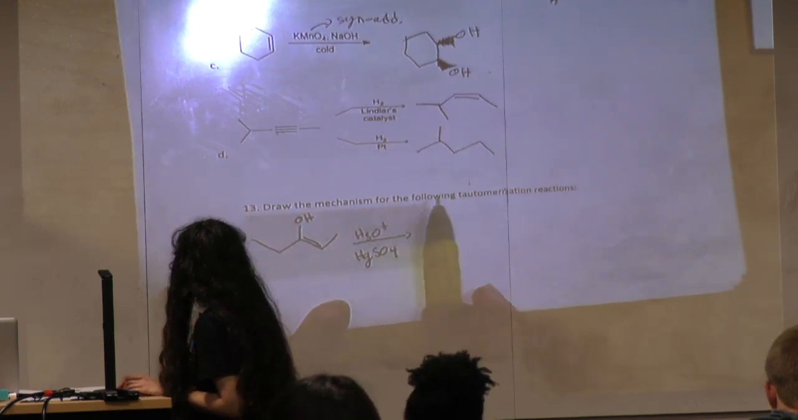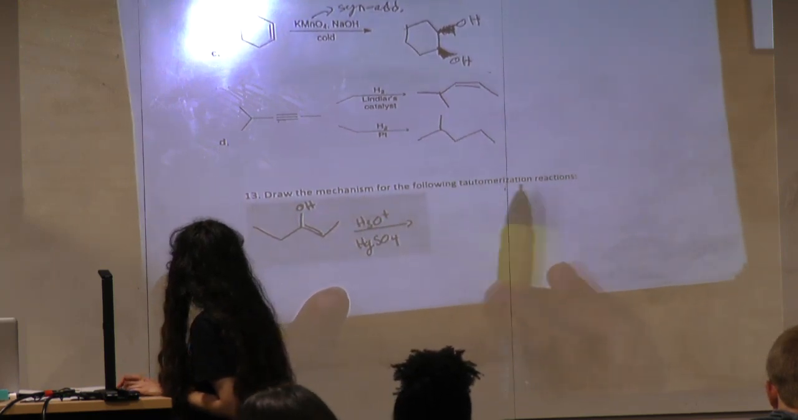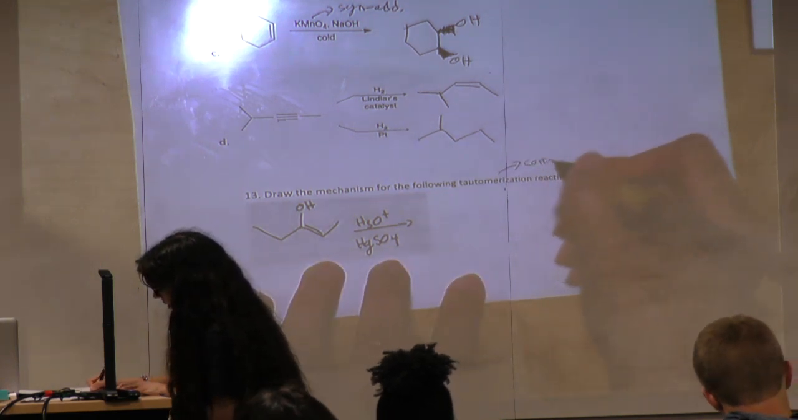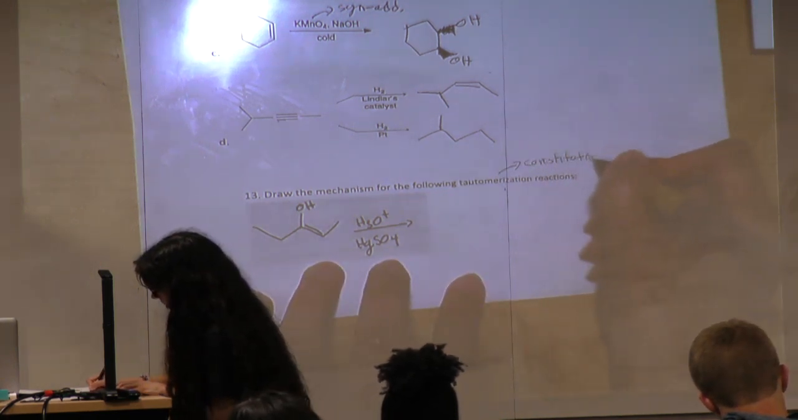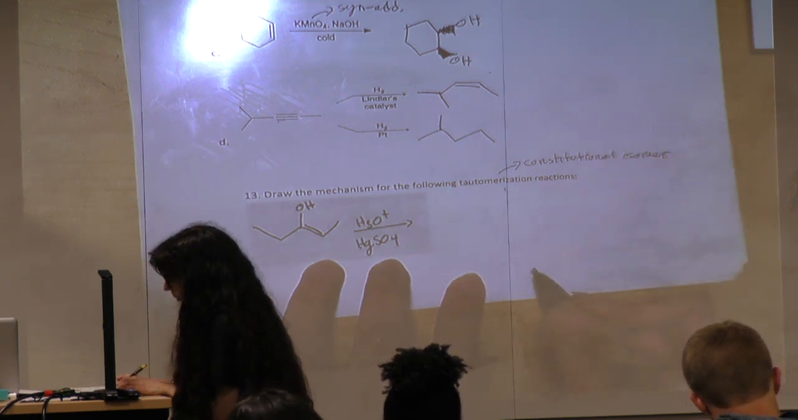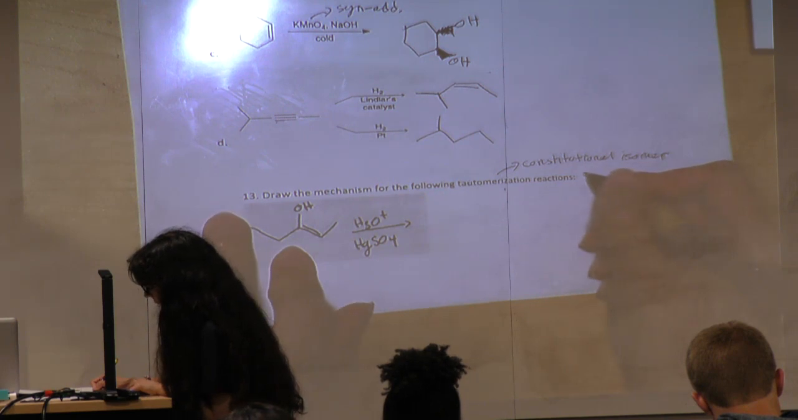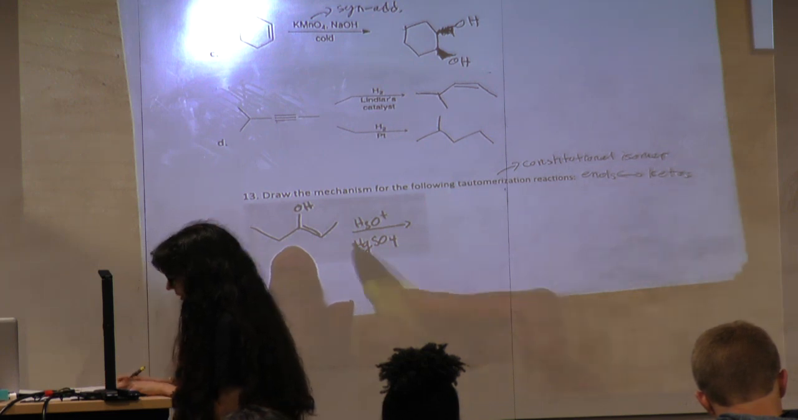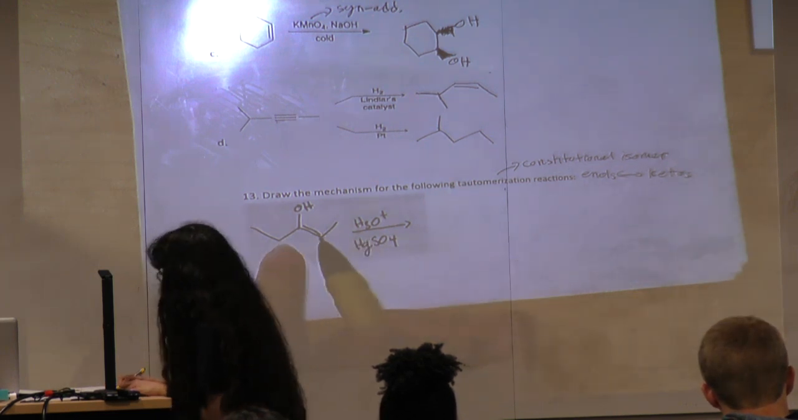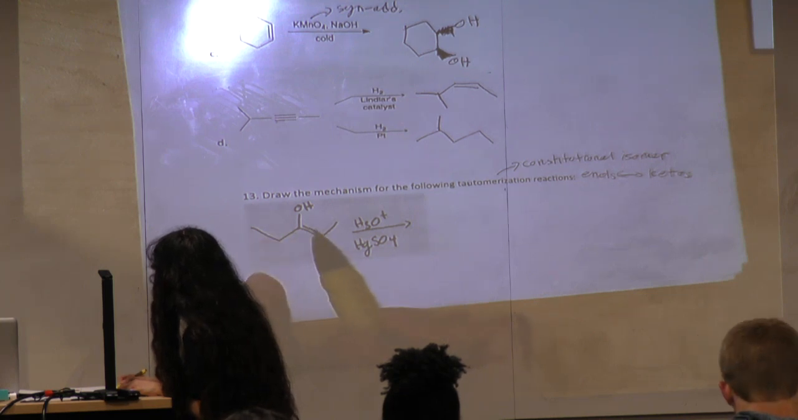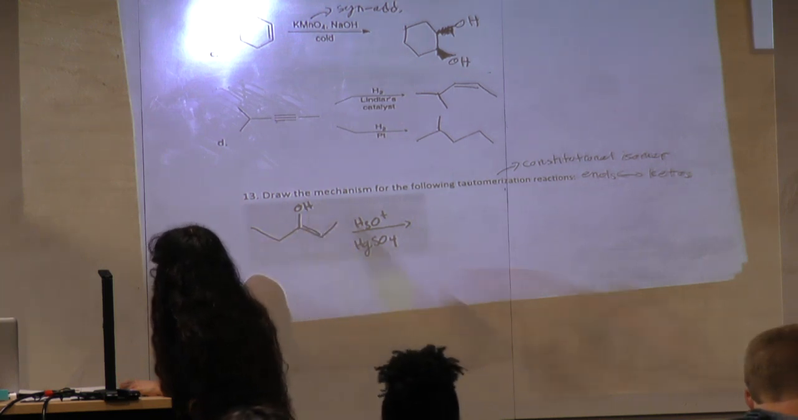Draw the mechanism for the following tautomerization reaction. That's a scary word, but all it means is constitutional isomer. Specifically, you're going to be going back and forth between enols and ketos. So this right here, this is an enol, right? All an enol means is ene, you have a double bond, and ol, you have an alcohol.